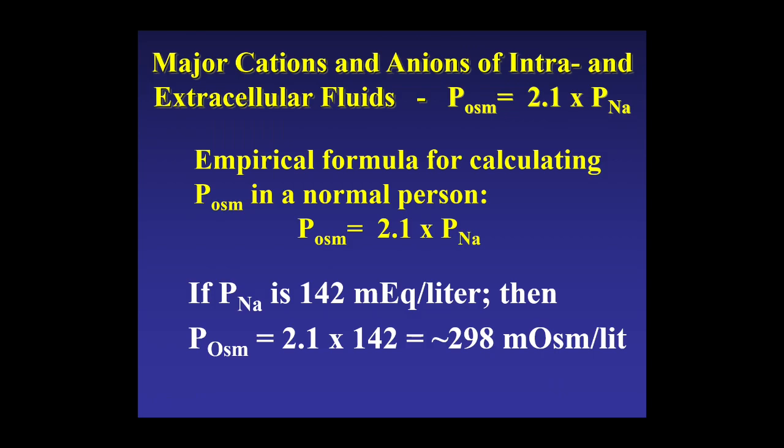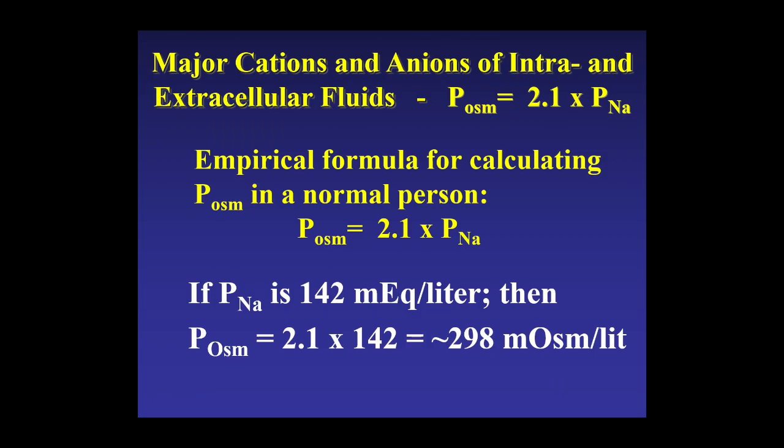Not only that, but if you're practicing medicine in a small town somewhere, they're not going to have an osmometer. But they will have a machine to measure sodium in the plasma. So it's a lot easier to measure sodium in small towns anywhere. If you measure sodium in the plasma and multiply it by 2.1, you will get the osmolality of the plasma. If the sodium concentration was 142 milliequivalents per liter, which is the normal value, you multiply this by 2.1, you get an osmolality of the plasma of about 300 milliosmoles per liter.